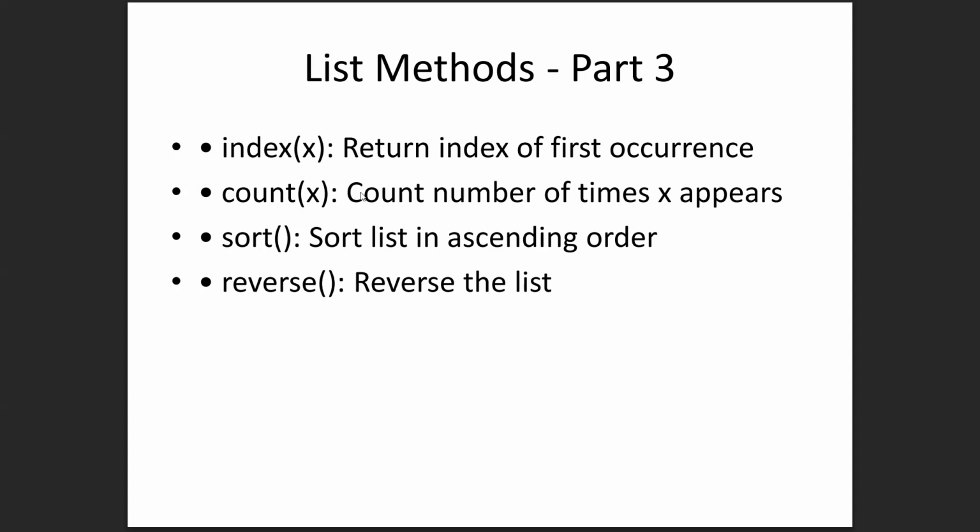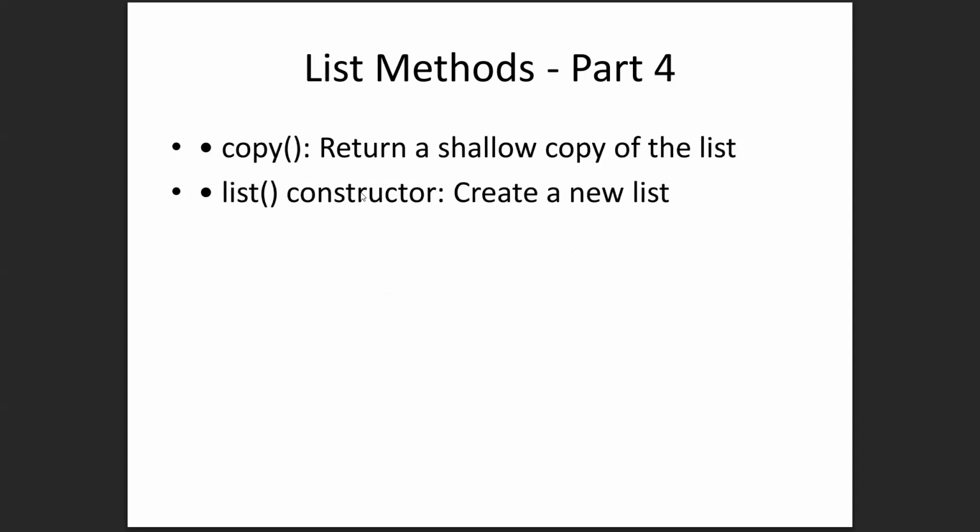Sort function. This sort function will sort all the elements in an ascending order. Suppose your list contains all the numbers in random order. If you want to make it in an ascending order, you need to use this sort method. This sort method will sort this list in ascending order. Next one, reverse. If you want to reverse the list, you need to use the reverse method. So it will reverse this list.